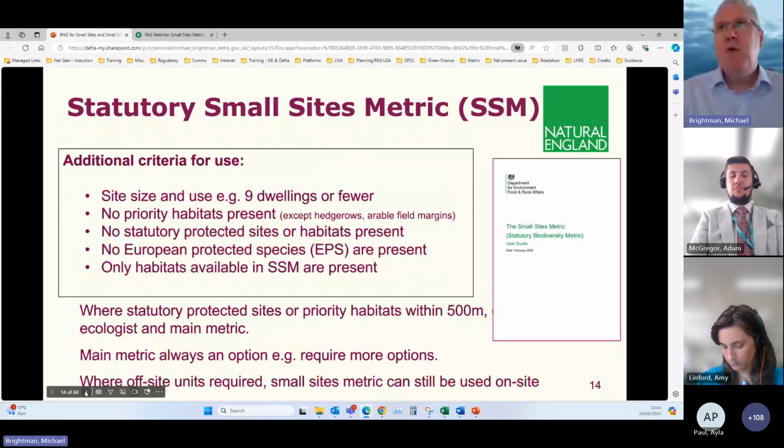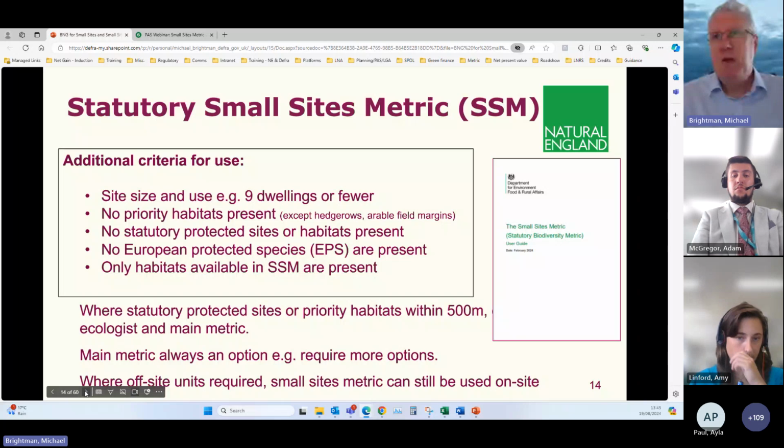So to meet the requirements for use of the small sites metric, it has to be a small site that is less than 1 hectare, and where it's a residential site of 9 dwellings or fewer, or a commercial site of floor space of 1,000 square meters or less. Once it's above 1 hectare, above 1,000 square meters, or above 10 dwellings, then the main metric has to be used. In addition, in order to use the small sites metric, there must be no priority habitats present. It mustn't be a statutory protected site, there must be no protected habitats present, and no European protected species present.